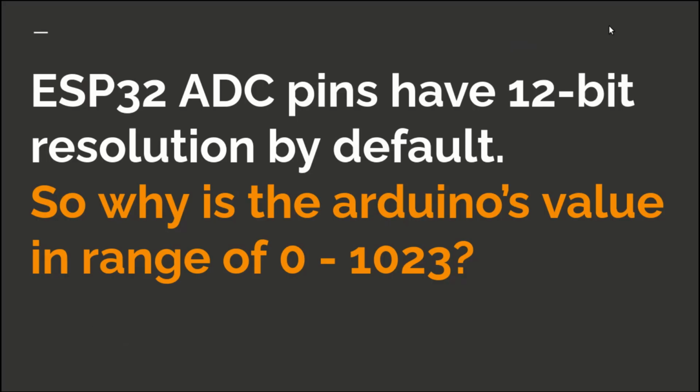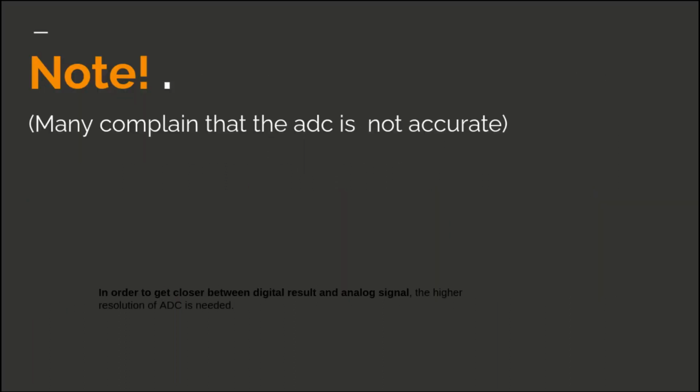ESP32's ADC pins have 12-bit resolution by default. Its range is from 0 to 4095. So why is the Arduino's value in the range of 0 to 1023? Because the Arduino has a 10-bit resolution. Don't worry, if you want it in the range of 0 to 1023, you can change it for the ESP32. Many complain that the ADC is not that accurate on our ESP32.